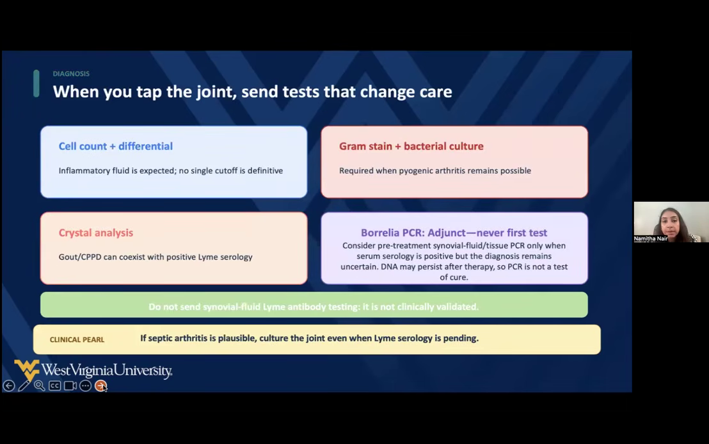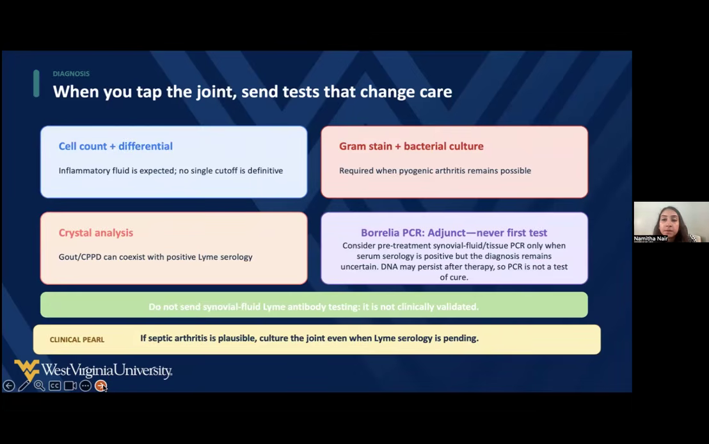So when you're tapping the joint, don't just think about Lyme's disease. You have an opportunity, you have a tissue sample here, right? So with the fluid, you can definitely send out the cell count and differential. You would expect to see an inflammatory fluid, so with a high WBC count, you can send for the Gram stain and bacterial culture, especially if you're concerned maybe there's a septic component. Crystal analysis, very often, like I said, it's definitely possible that it can coexist even in patients who have a positive Lyme serology.